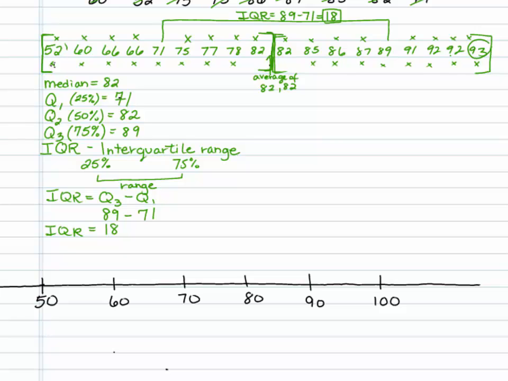So the minimum of our data is 52 and the max is 93. At 52, I'm going to place a mark above the graph. This is going to be more of a sketch. And 93 is where they span up until.